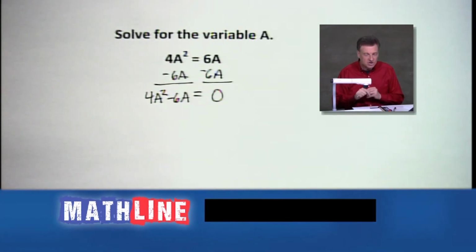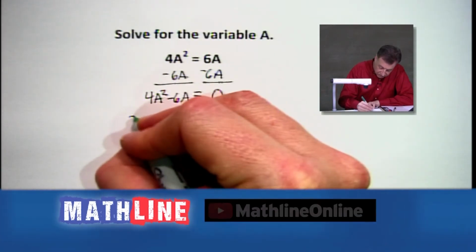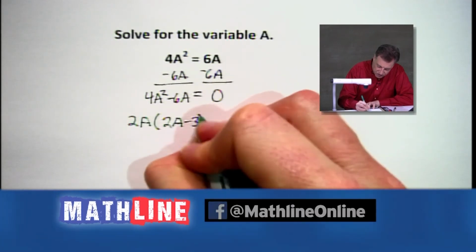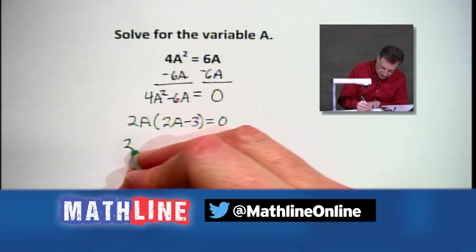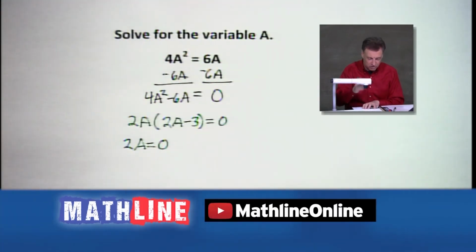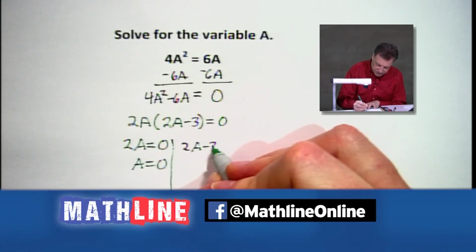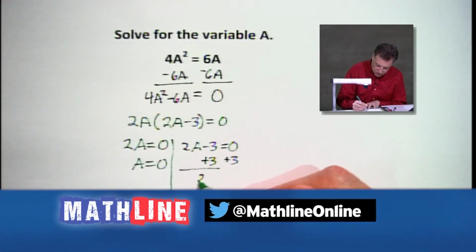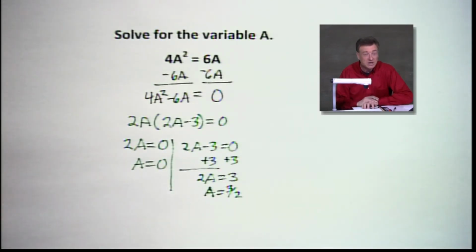Common factors. There's a greatest common factor going on here. There's an a and there's also a 2. So take it all out. Take 2a to the outside. That leaves us with 2a minus 3 on the inside. You see where I'm going? Let's do it fast. 2a equals 0. Boom, a is 0. And on the other side, I've got 2a minus 3 equals 0. Add the 3. And we have 2a equal to 3. And that's going to give us a equals 3/2. We can think about it as being 1.5.